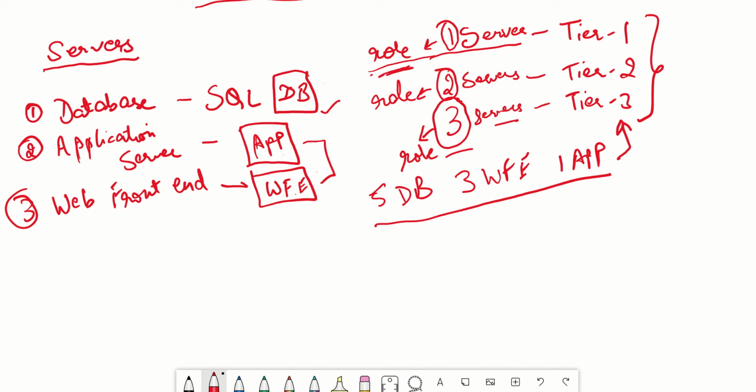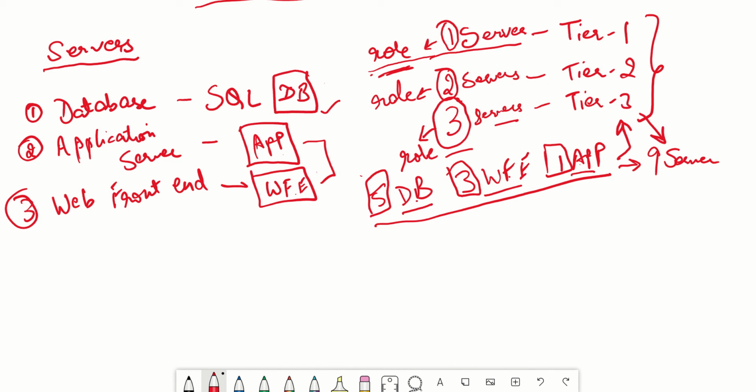So what is the role over here? The roles are DB, web front end, and app. These are the three roles, and the number of servers can be any. Which is why the number of servers would not count, but the roles will count. So we have three roles, one, two, and three. That's why this infrastructure, which has a total of nine servers, is going to be counted as a tier three server only.